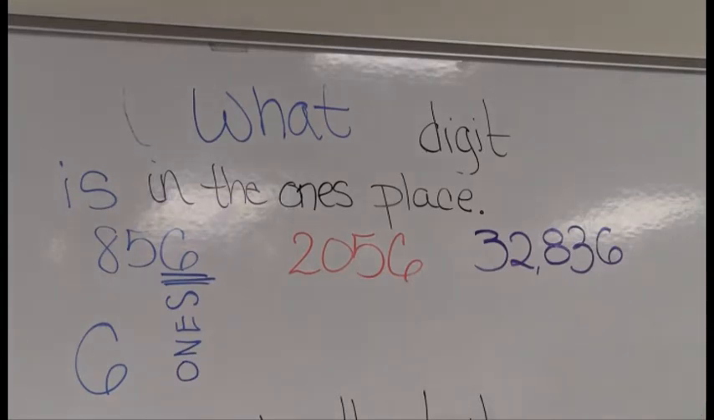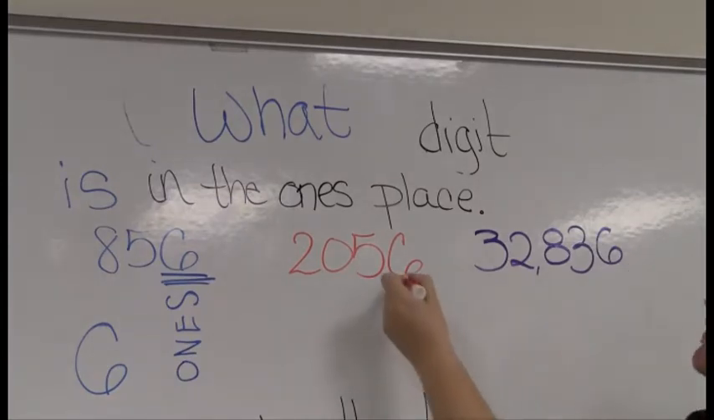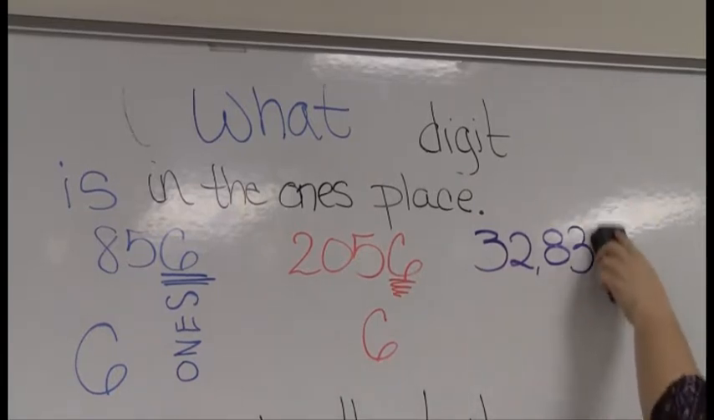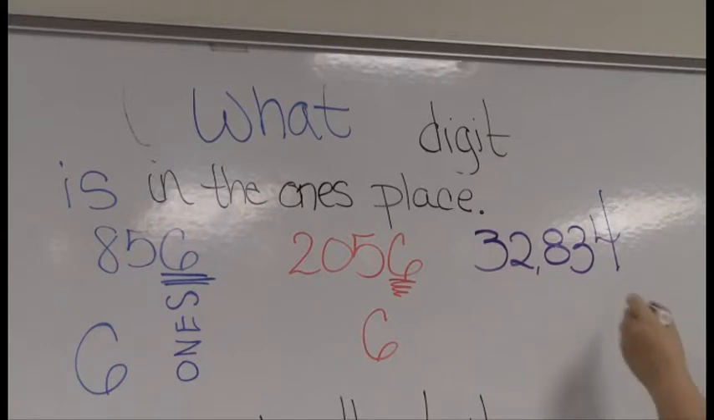Now looking at the number 2056, again the ones place is the first one on the right. So the number 6, again, is in our ones place. Apparently I like the number 6. And I erase this one because this one ends in 6 too. Let's have a 4. Okay, so in my number 32,834, what number is in the ones place? That's the number 4. Wonderful.